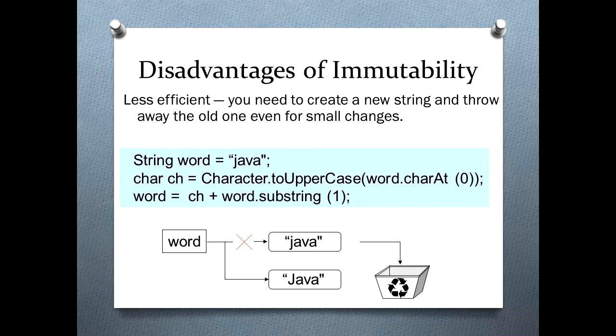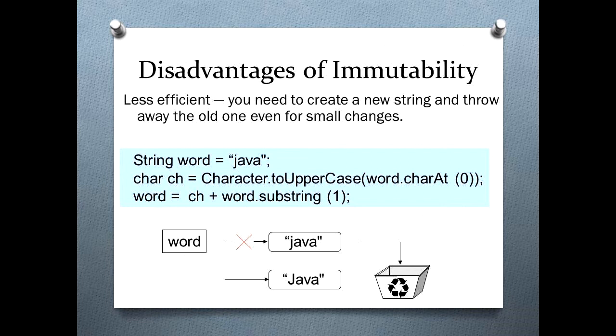So 0 holds J and 1 holds A and 2 holds V and 3 holds A. So this is the index of this Java. So what I have to do is convert the first letter, that is the index of Java, that is in 0th position. So you can see the word Java, all are in small letter. In the second box you can see J has become a capital letter.